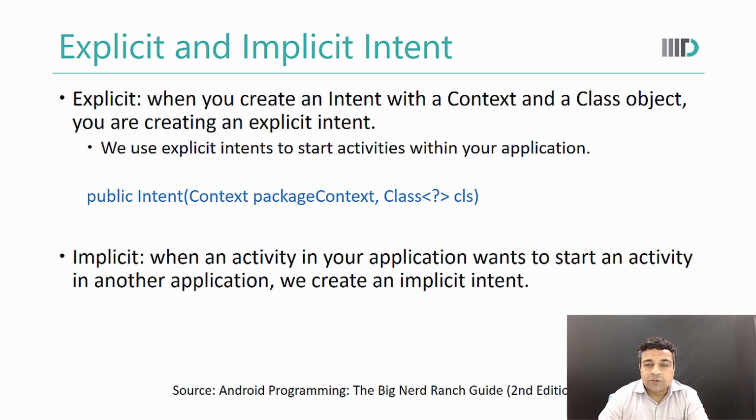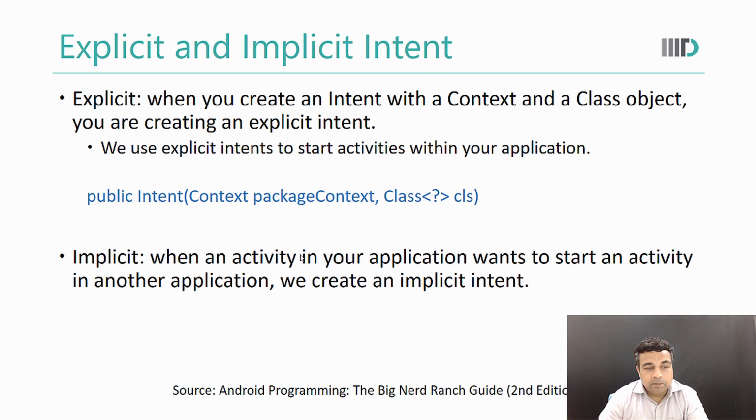Now, there are two types of intents. One is an explicit intent and one is an implicit intent. An explicit intent is when you create an intent with a context and a class object, like the way that we created in our program. We gave a context which was most likely quiz activity.this, and then we gave a class which was the class file of the new activity that we wanted to start.